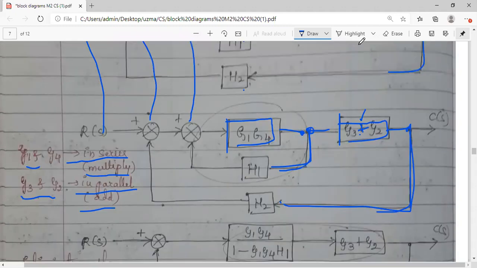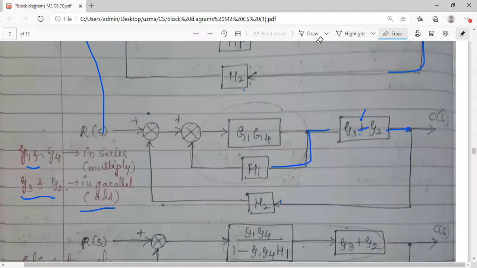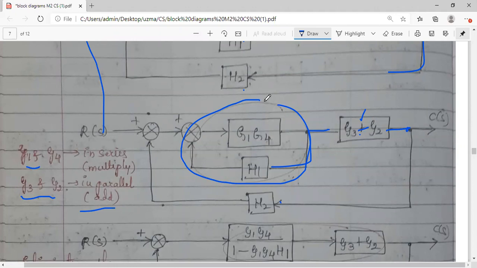Now further what I can simplify, you can just try it. I have encircled here. There is a feedback loop here. You can observe. No further simplification, because if I don't remove this, I can't take one block in series with this. Before that I have to go for the solution of this loop only. So how to eliminate the loop?